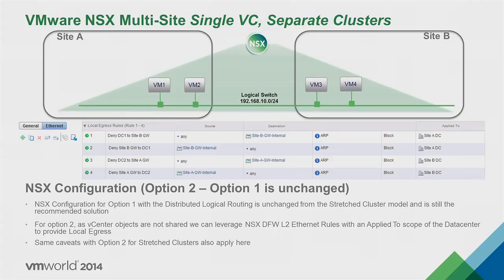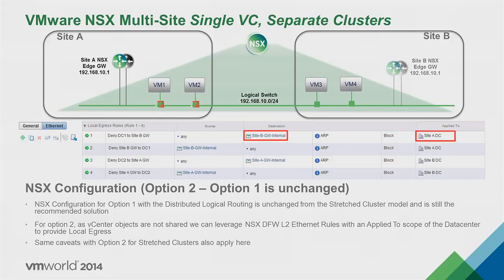There is a minor difference with option 2, and that's because our vCenter objects are not shared. We can actually leverage the distributed firewall rules here with the scope of the data center, so it allows us to optimize our rules. Whereas in the other case, we had to add the ESX hosts within that site directly, because that was the one thing that's not shared among sites. But option 2 works exactly the same way, so we don't need to cover that in much more detail.